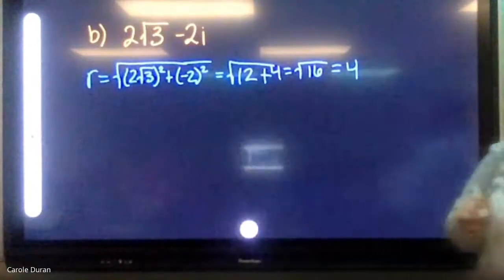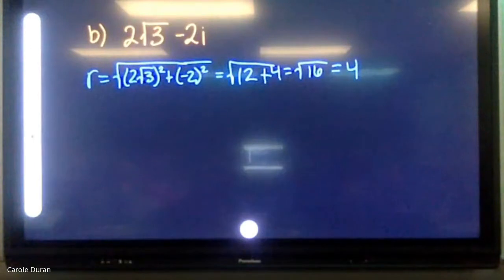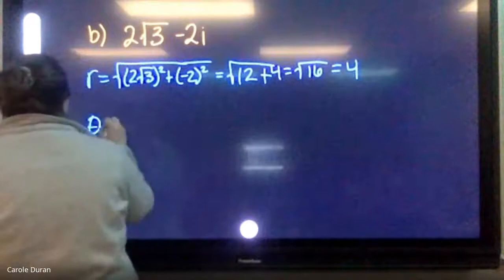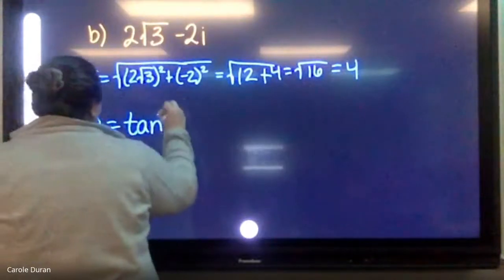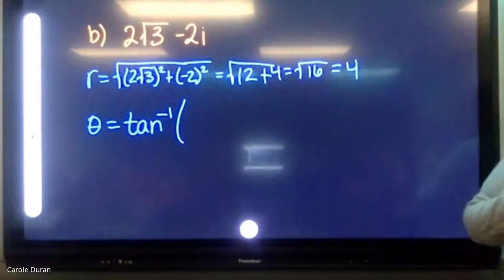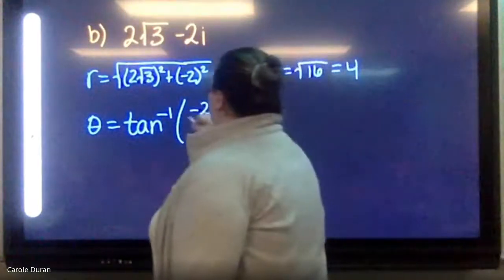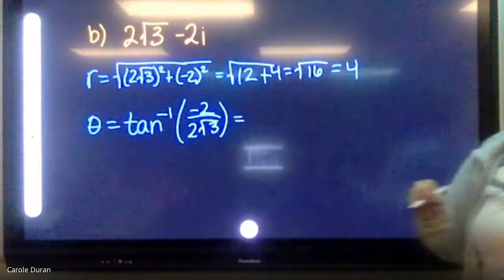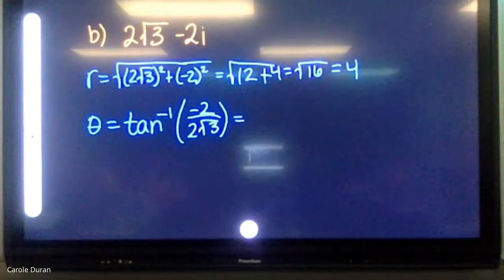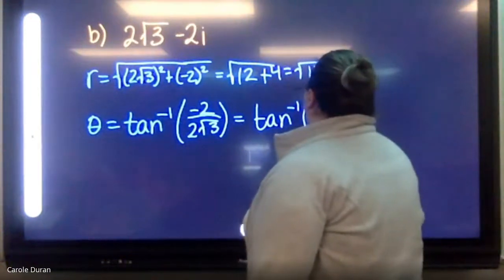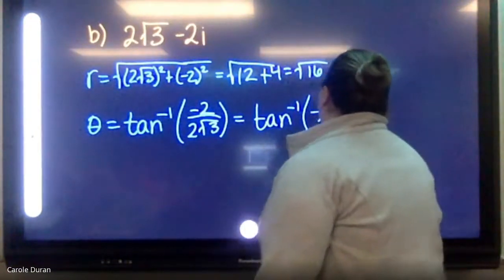Any other questions on that r? Now I need to find theta. When I set it up, I'm going to have tangent inverse of what over what? Negative 2 over 2 square root of 3. That I know does not show up on my unit circle, so I'm going to have to reduce it. What reduces here? The 2's. So this becomes tangent inverse of negative 1 over the square root of 3.